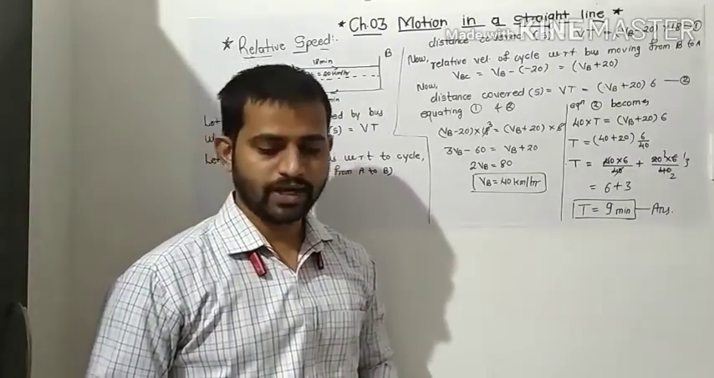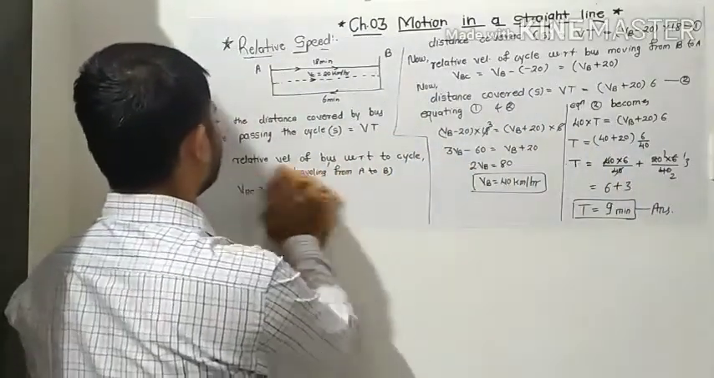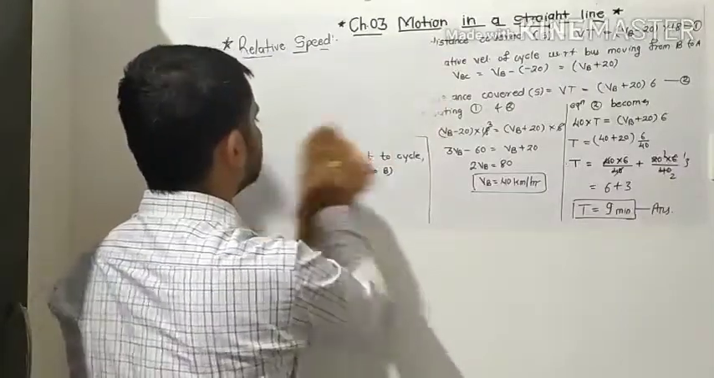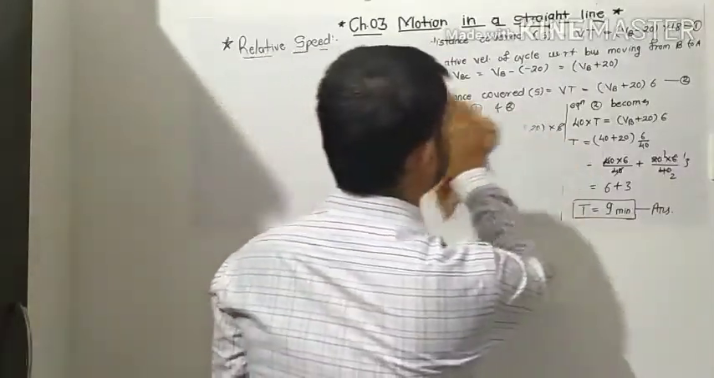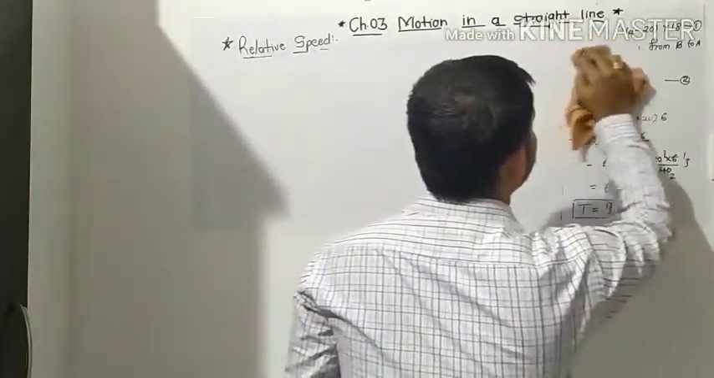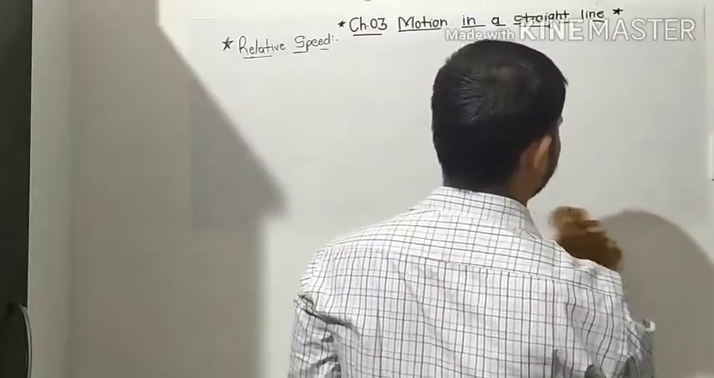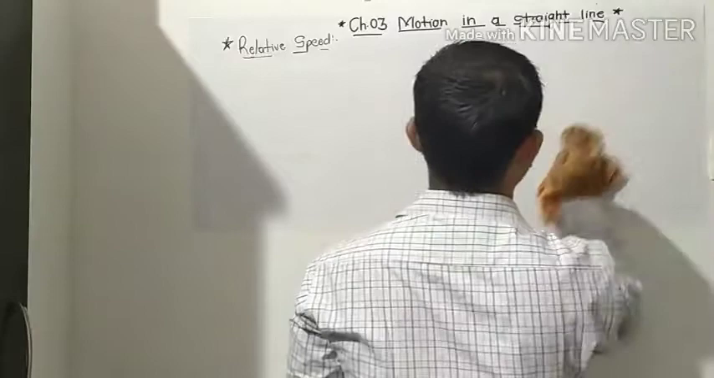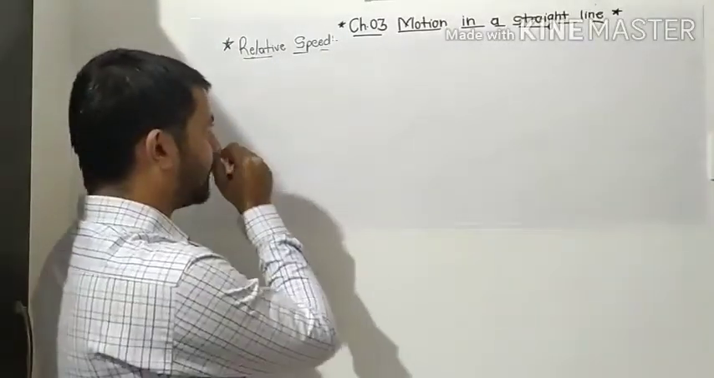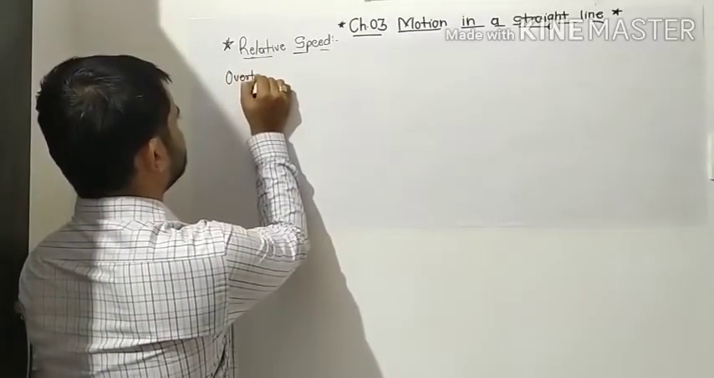Okay, now depending on the relative velocity, there may be questions on trains. So how can we go about solving questions on trains? In the case of trains we must look at whether the trains are crossing each other or overtaking each other. So we'll see the first case, when the trains are overtaking each other. Okay, overtaking trains.